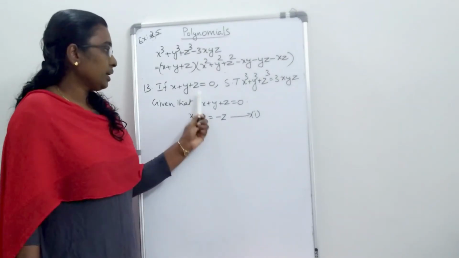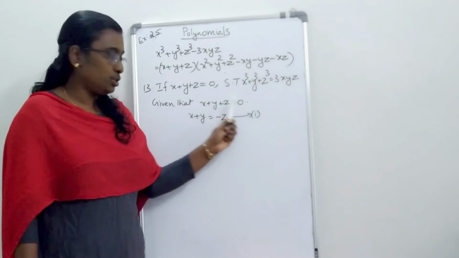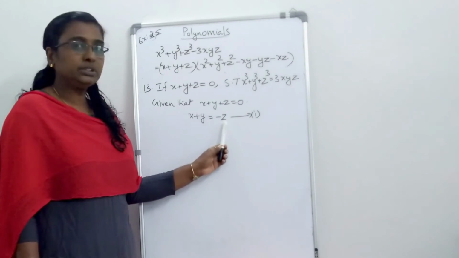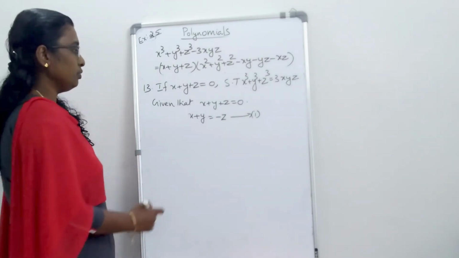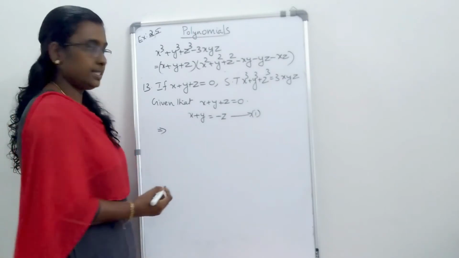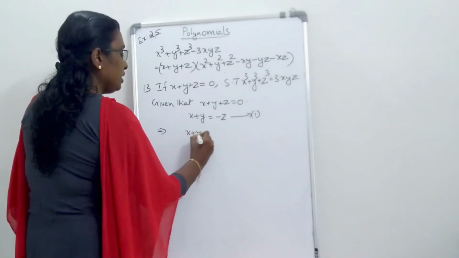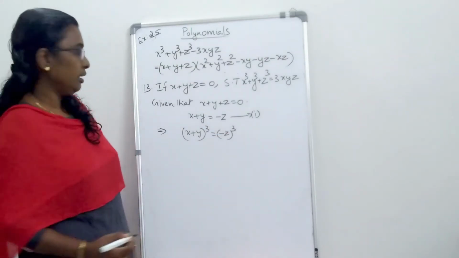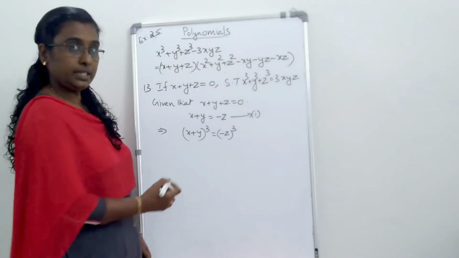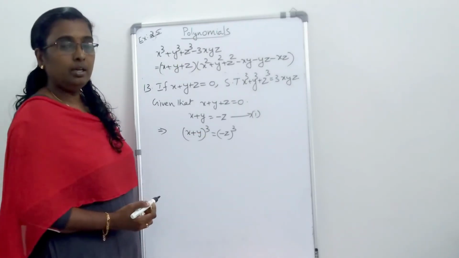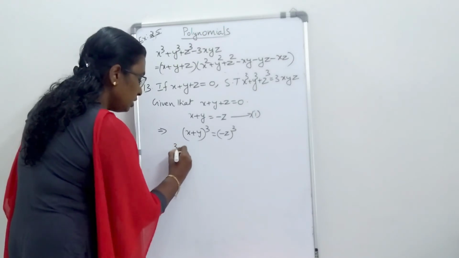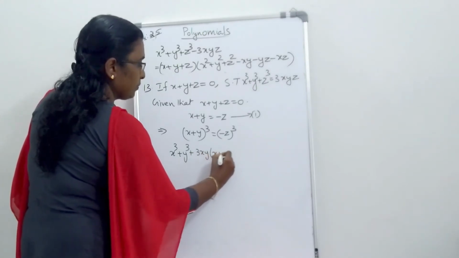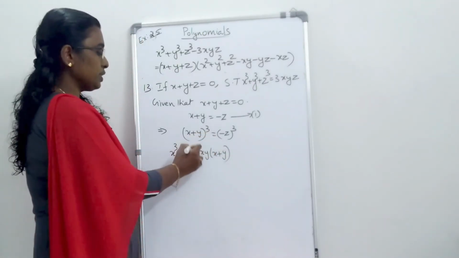Okay. Given condition is x plus y plus z equal to 0. Then transfer this z to RHS. Plus z becomes minus z. So this is equation 1. We can take the cube on both sides. That is x plus y the whole cube equal to minus z the whole cube. What is a plus b the whole cube? We studied the identity: x plus y the whole cube is x cube plus y cube plus 3xy into x plus y. This is the expansion of x plus y the whole cube.